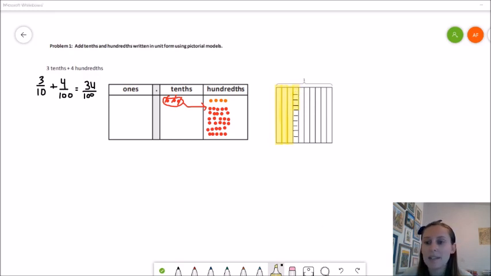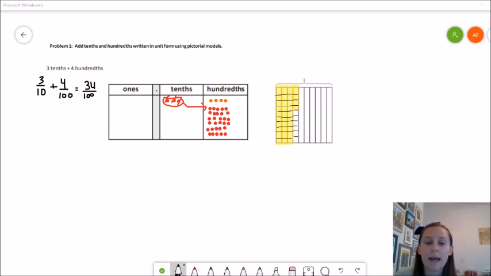But how many hundredths does that give me in all? Well, I know that each tenth is 10 hundredths. So if I shade in 3 tenths and then my additional 4 hundredths, I have 10 hundredths, 20 hundredths, 30 hundredths, 34 hundredths. So with my area model here, I also see that I have shaded in 34 hundredths. Whether I used my place value chart or my area model, I was able to add 3 tenths and 4 hundredths to get 34 hundredths.